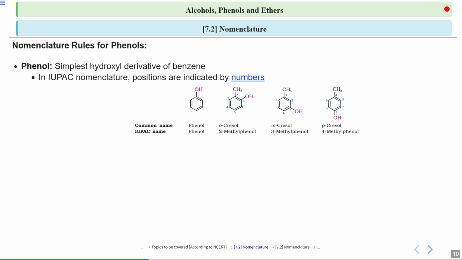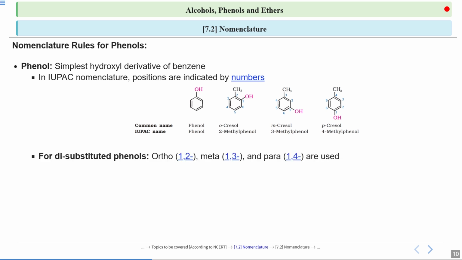So you can see that in IUPAC nomenclature, while writing the IUPAC name of phenols, you have to indicate the position of the phenol and, along with it, the substituents, if present, and you indicate their positions by numbers. Let's take the case of disubstituted phenols. What does disubstituted mean? It means two substituents are present in the benzene ring.